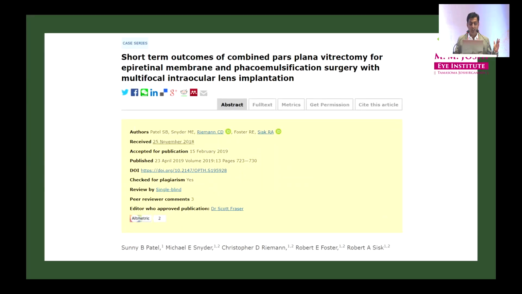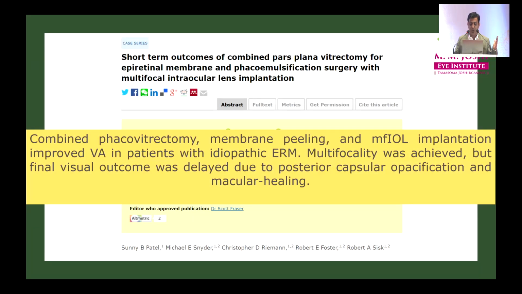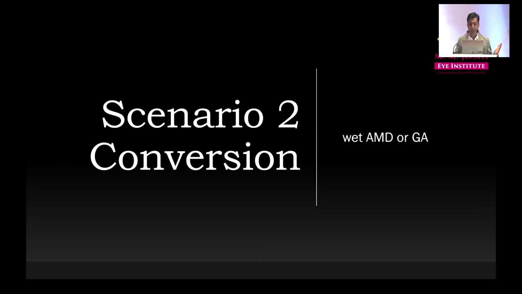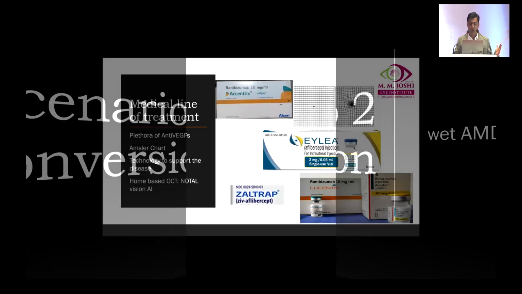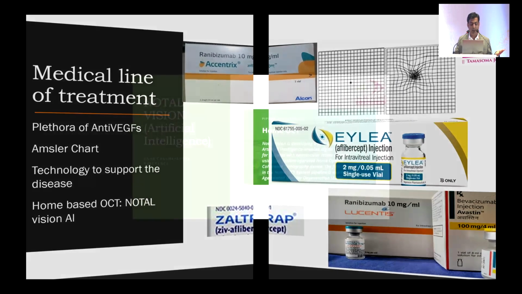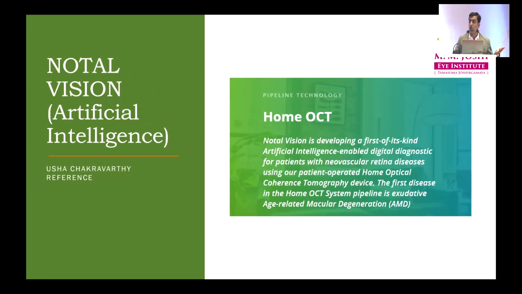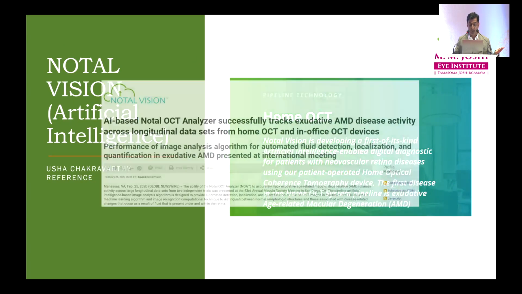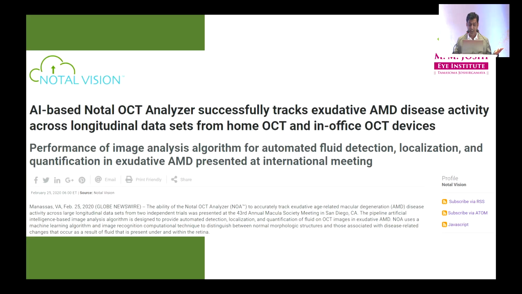There are several short-term outcomes in combined pars plana vitrectomy with epiretinal membrane, which have shown that multifocality was achieved, but the final visual outcome was delayed because of PCO and macular healing. Let's look at another scenario, wet AMD or geographical atrophy. Not to worry at all, because we have a plethora of injections already available in the market. Home OCT has now come in, which is artificial intelligence, the Notal Vision, which is also very good at detecting.